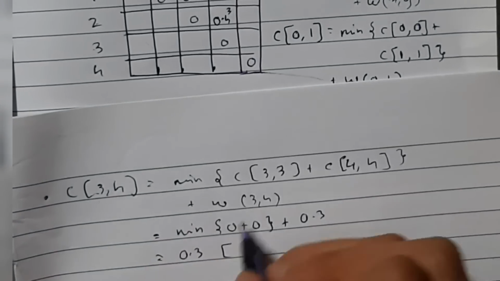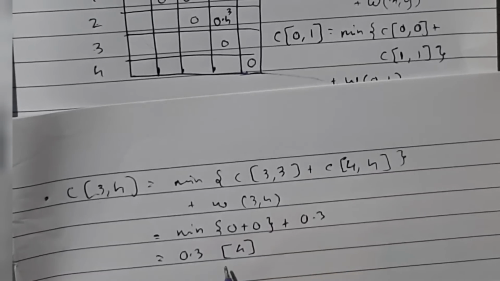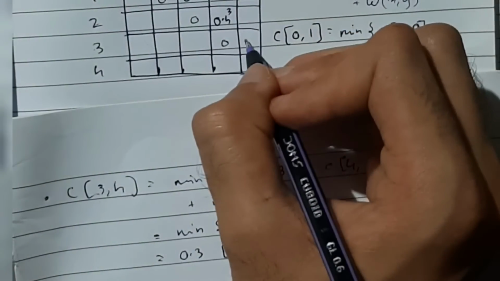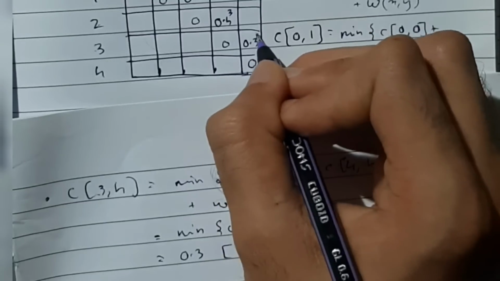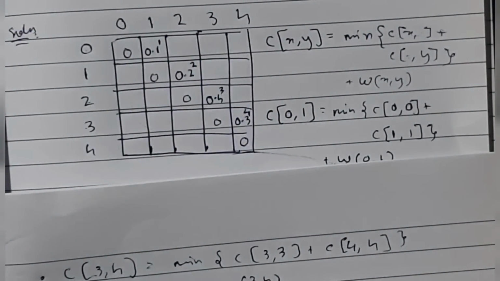How did we get the answer? We considered the value 4 here, so we'll be writing here 4. This is the value which we have to enter in this cell. Here we will write 0.3, and the number we got it from is 4. So this was for the first diagonal. The second diagonal is also the same, but a little bit different. Let's see how it is.